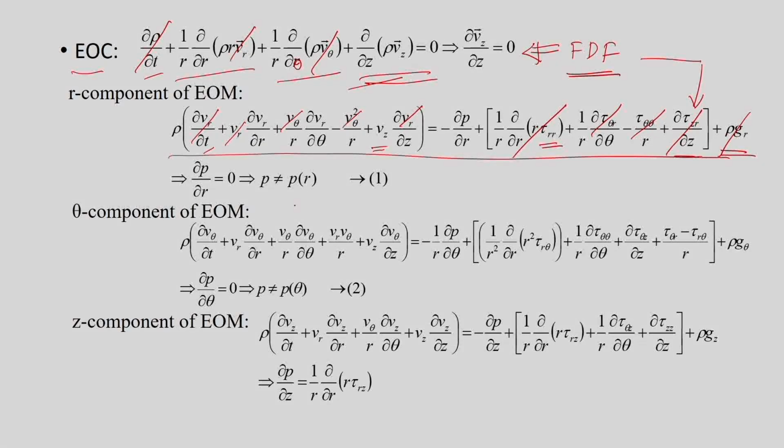So ∂P/∂r is equal to 0. That means we get the information that pressure is not a function of r. Pressure is not a function of r. Similarly, the theta component of the equation of motion is given here.